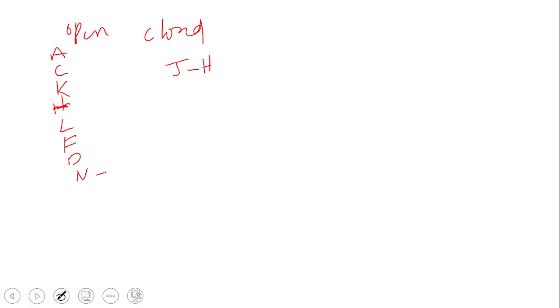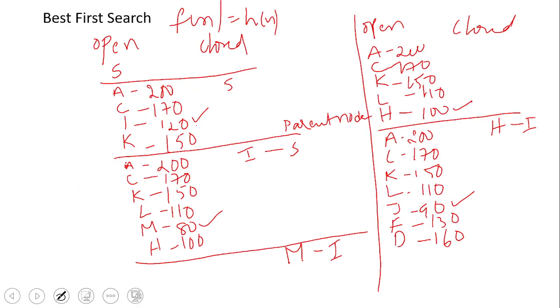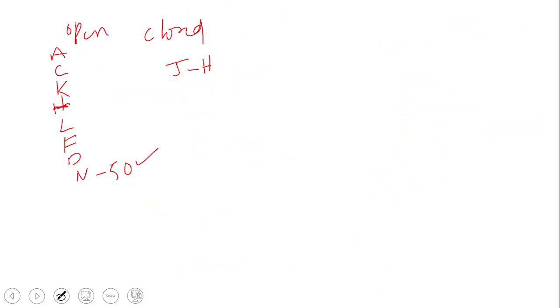So I'm not writing all the values. N is having 50. Now which is having the least one? So all the previous are having highest values. So now N is having the minimum. So now move N. So what is the parent of N? After expanding J only we got N. So write the parent as J.